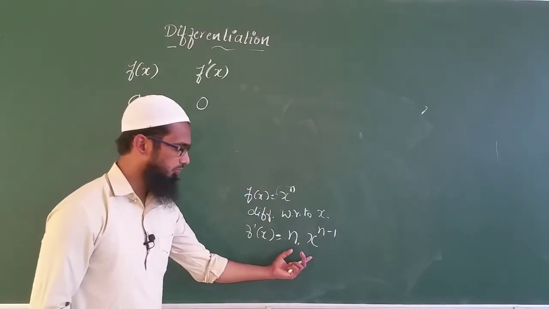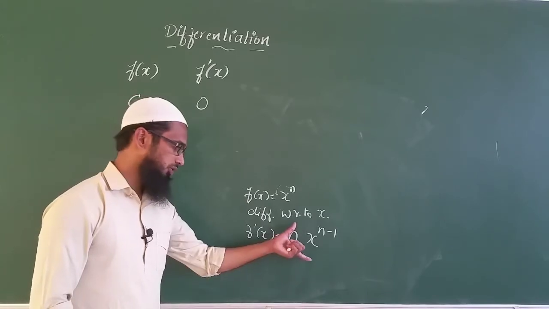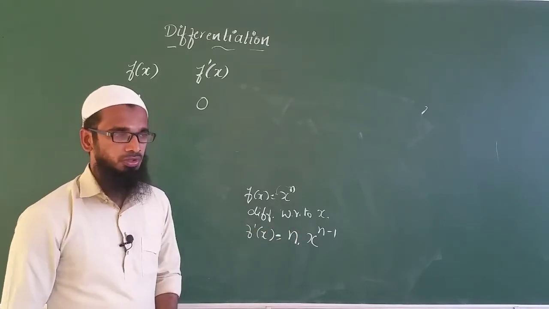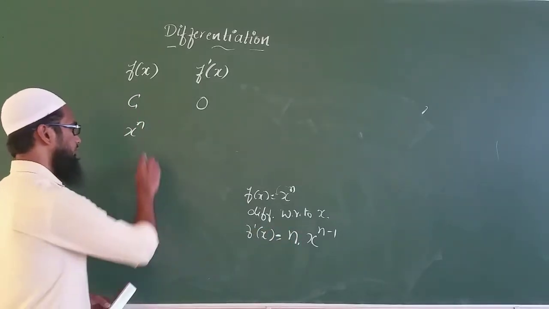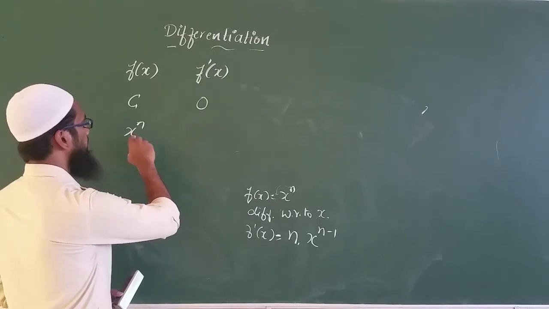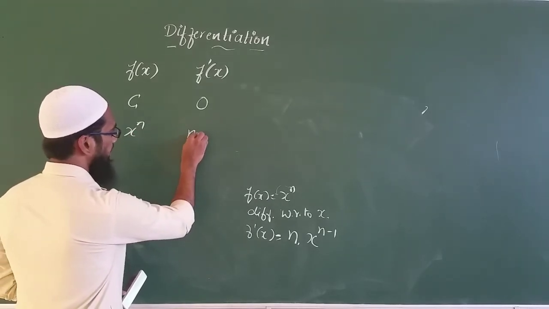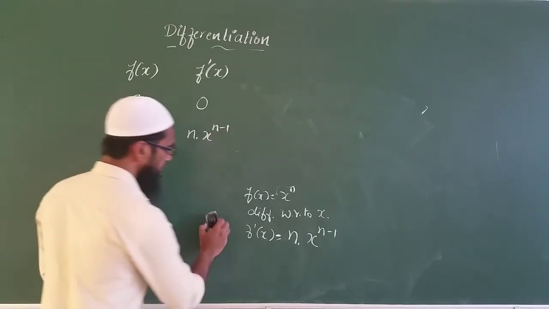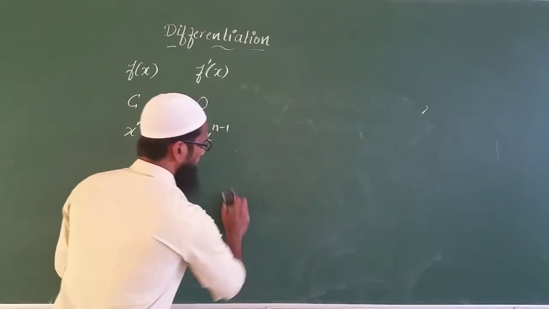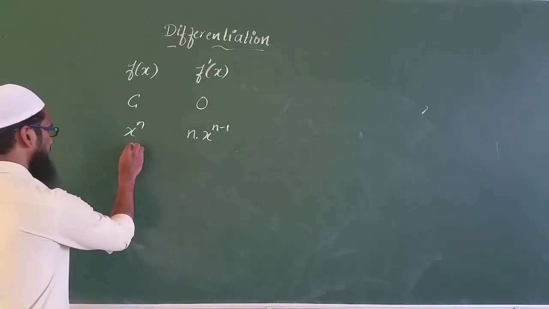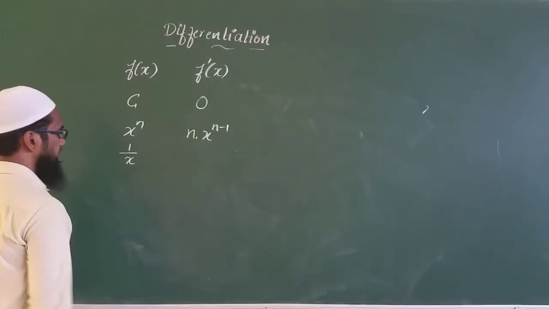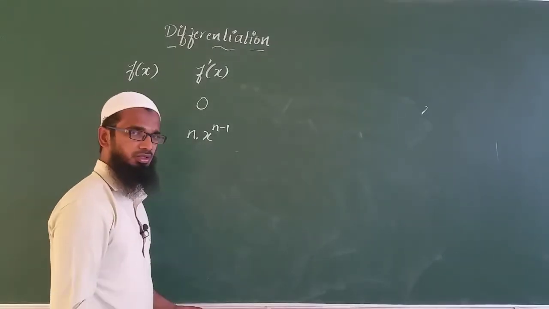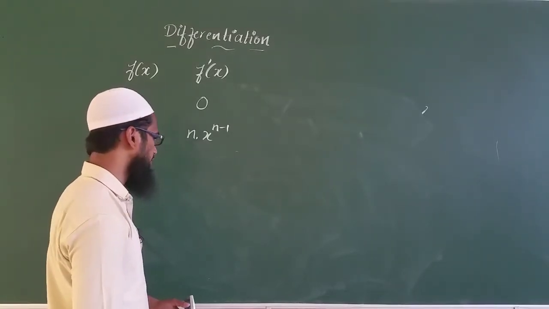So this is the formula we have to remember. Actually, we derived this formula using the first principle. But we need to remember that the derivative of x to the power n is n into x to the power n minus 1. Now we move on to the differentiation of 1 over x. These are some important formulas we have to remember here.